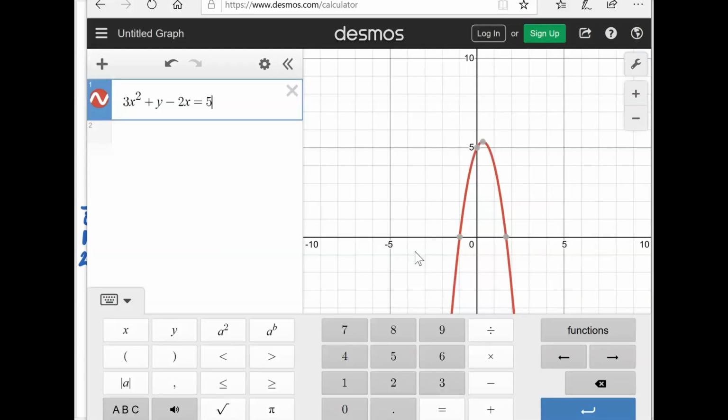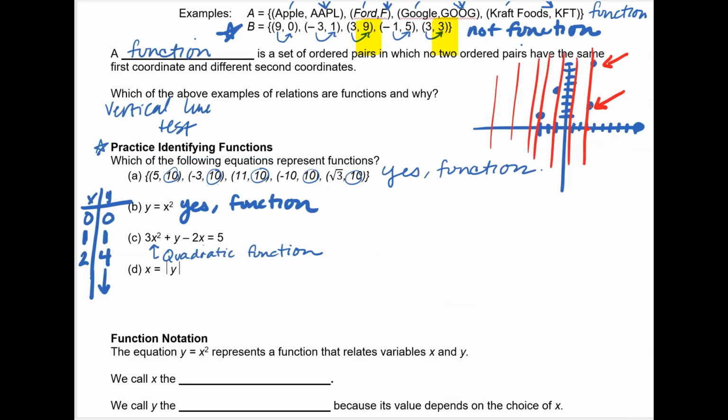Okay, so we're going to say yes, a function. And one thing to think about is what type of function, or what could I do to a variable to make it have more than one output? One operation that does this is the absolute value.